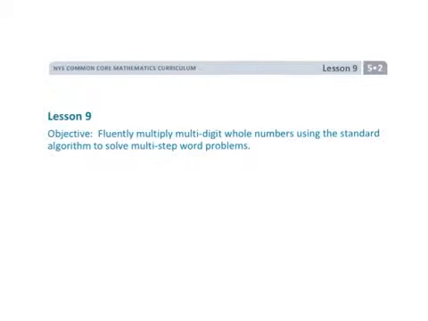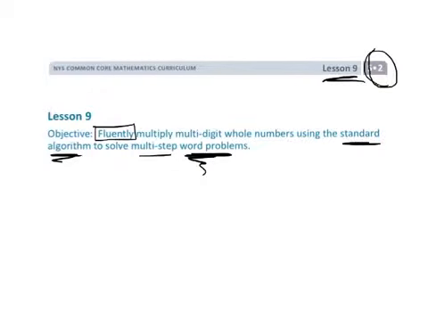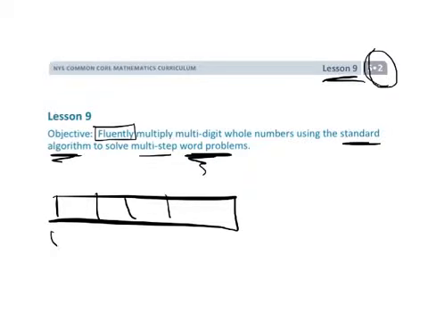All right, this is 5th grade, Module 2, Lesson 9, where the big key word is fluently multiplying multi-digit numbers using that standard algorithm to solve multi-step word problems. So it's these word problems. That means we're probably going to end up using tape diagrams to try and explain the meaning behind the math that we're about to do. So let's get working.